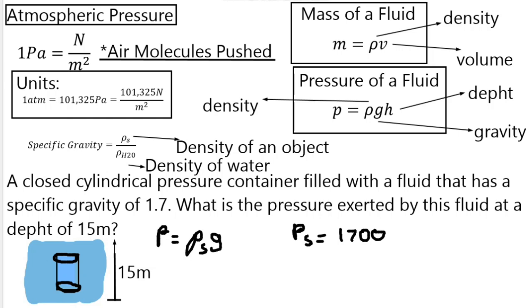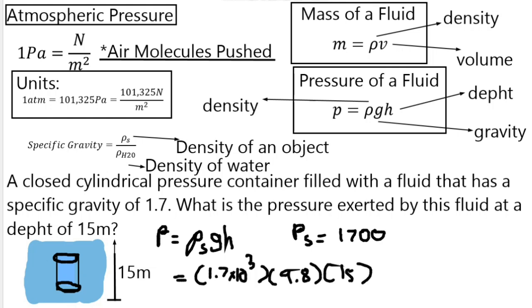Now we can just plug it into our formula. The pressure of a fluid is this thing. The density of the object is 1.7 times 10 raised to the third power. We just made it in scientific notation, just to make it cool, 9.8 and 15. Now we can just use our scientific calculator. So the pressure exerted by this fluid at a depth of 15 meters is going to be 249,900 pascals.